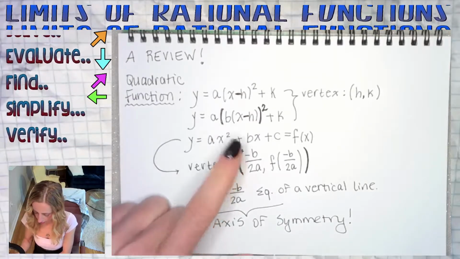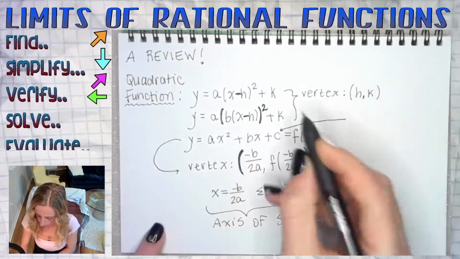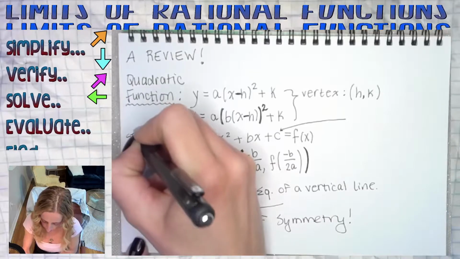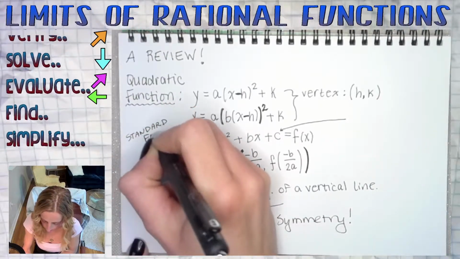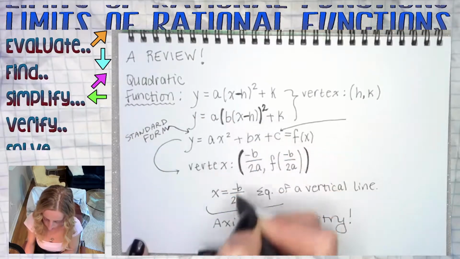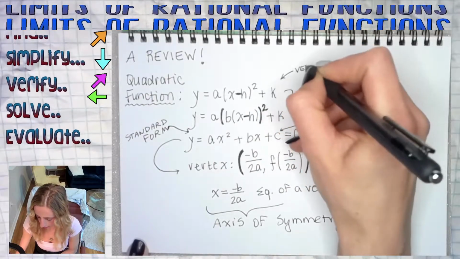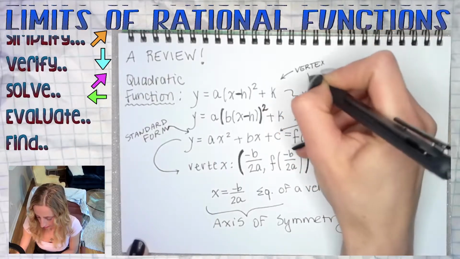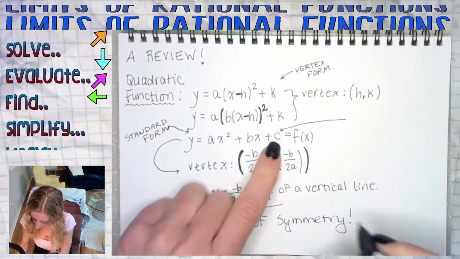One other thing from standard form. I should also maybe want to label that as standard form, and then obviously this vertex form. Okay, now the C value.